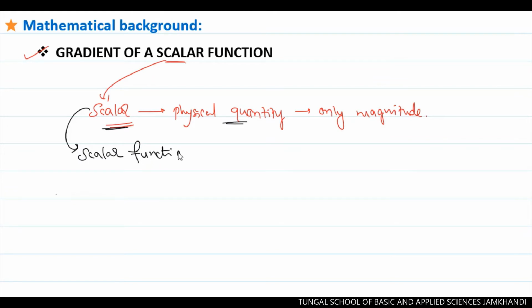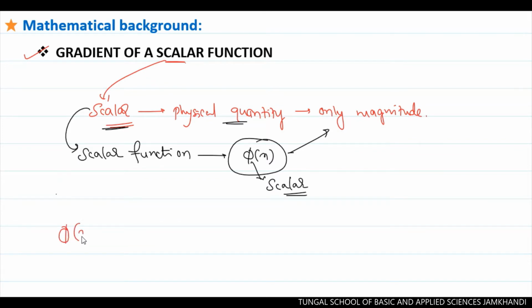If I define a function, it may be phi of x or f of x. If I consider phi of x, this phi is a scalar function because it has only a magnitude. Here phi is a function of x only. If a function depends on all three coordinates x, y, z, we generally represent it as phi of r, where r is the position vector.